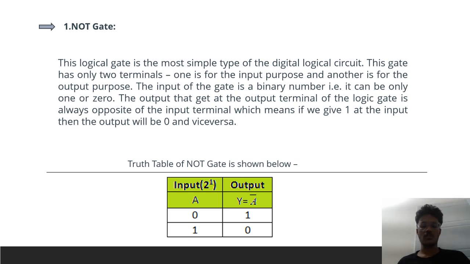If I give 0, it will be converted to 1. If I give 1, it will convert it to 0. Which means if we get 1 at the input, then the output will be 0 and vice versa. This is about the NOT gate.